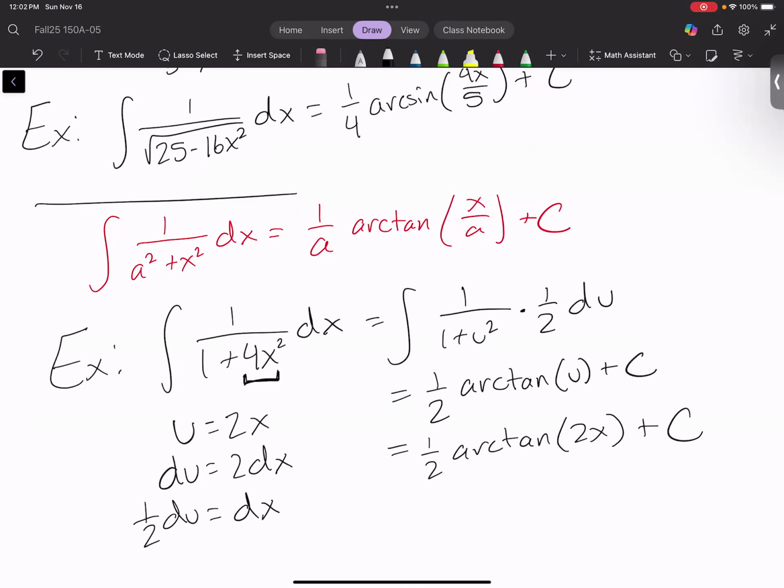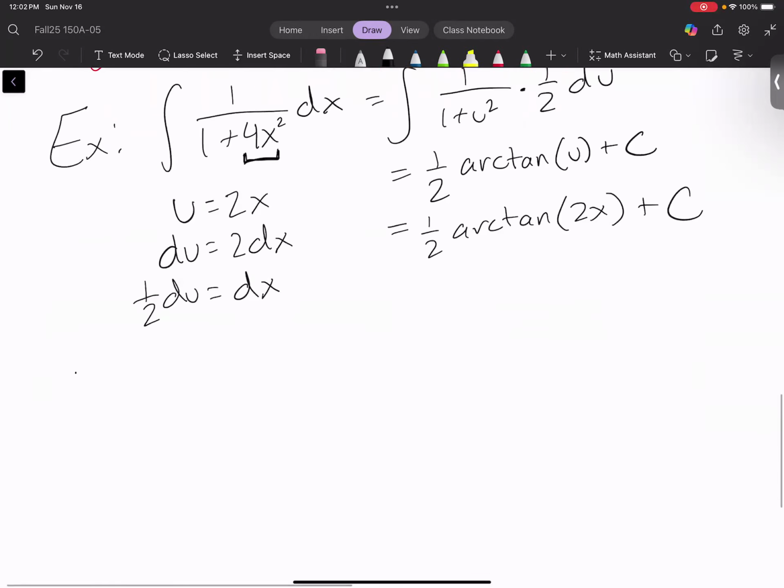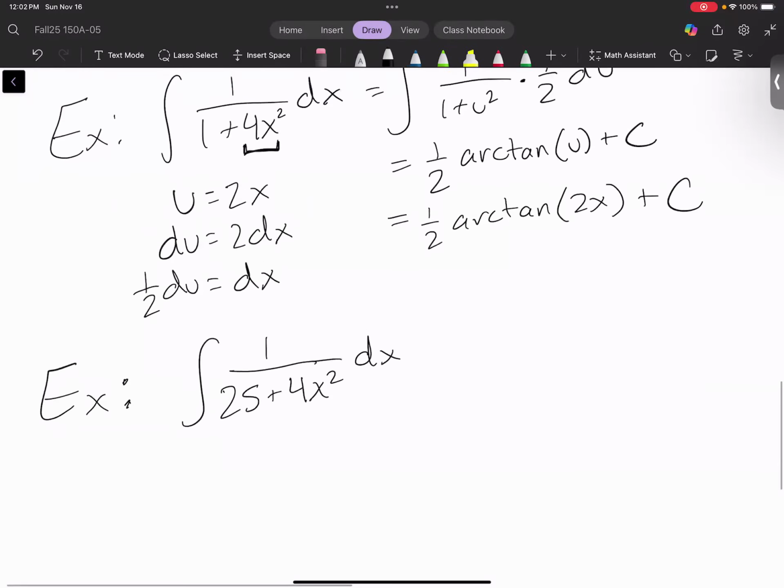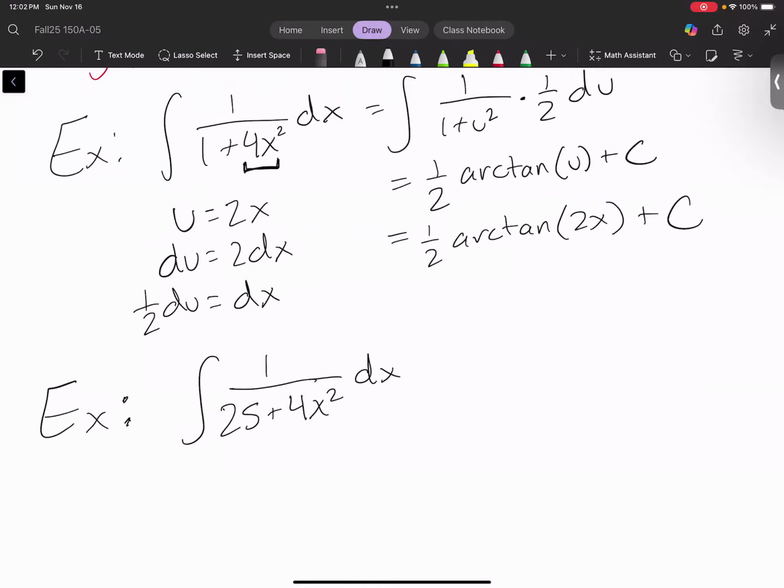Okay. So go ahead and try this one. It's another one with numbers in both spots, but again, the steps are very, very similar. Okay, dx. Go ahead and try this example here. Again, very similar procedure to the integral with arcsin that I had you guys do.